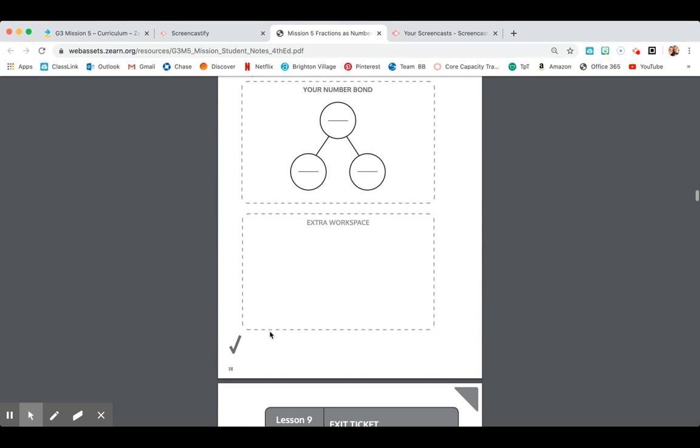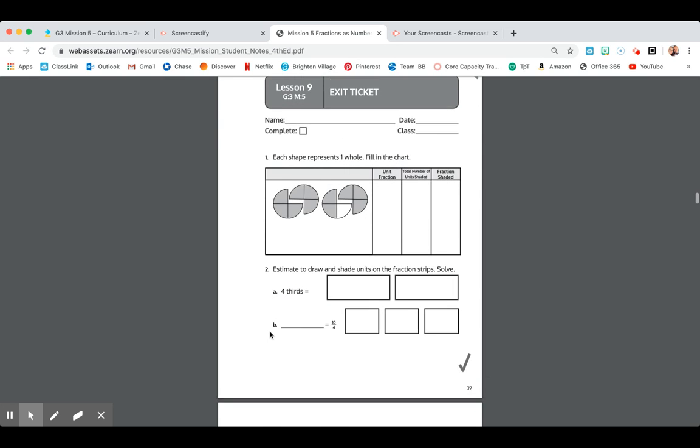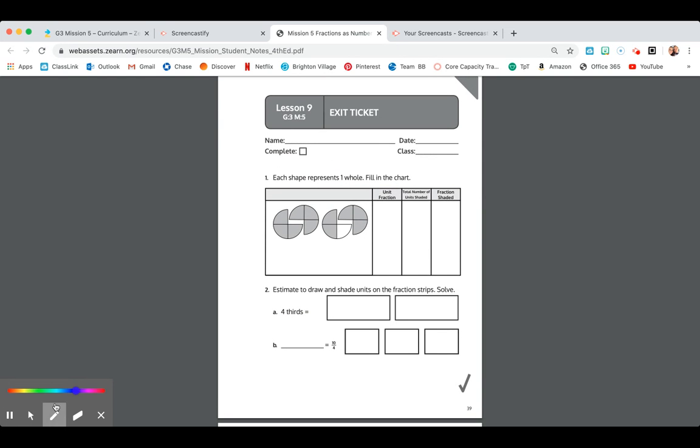Scroll past the notes. You'll be at page 39. I'm liking the looks of this chart. Number 1, each shape represents one whole. Fill in the chart. Okay. What is the unit fraction for each shape? So I see that we have these almost like pies. There are 3 equal pieces in each shape. 1, 2, 3, and 1, 2, 3, 1, 2, 3. So I know that each shape is split into thirds, and a unit fraction is talking about each piece.